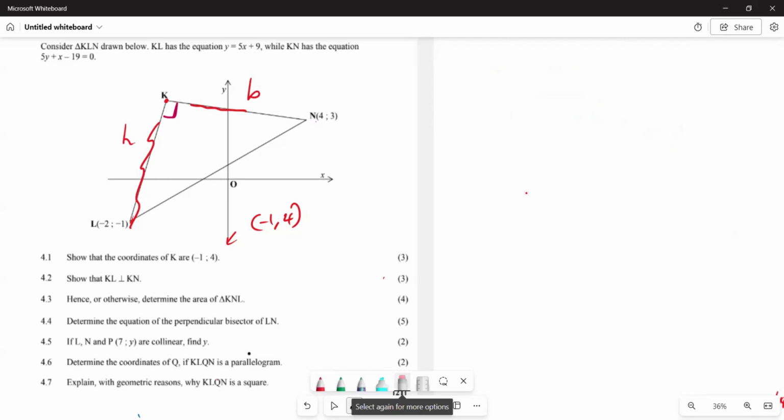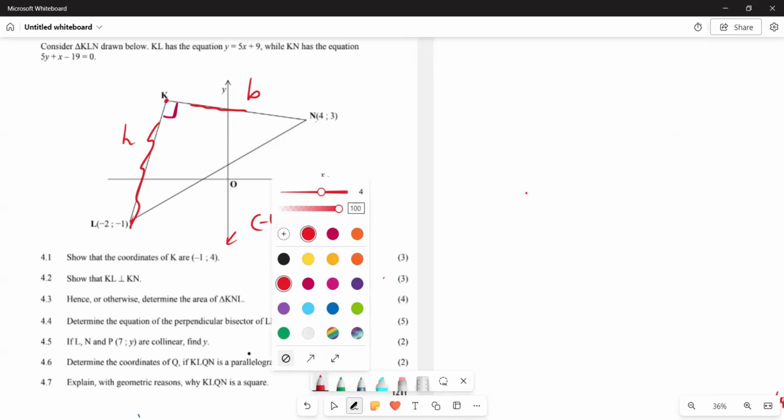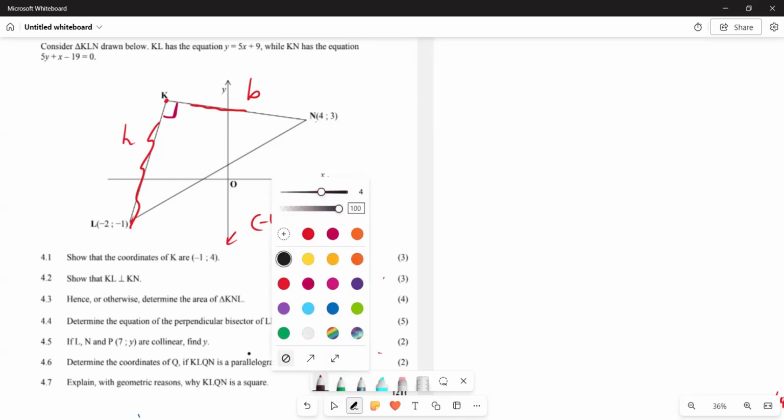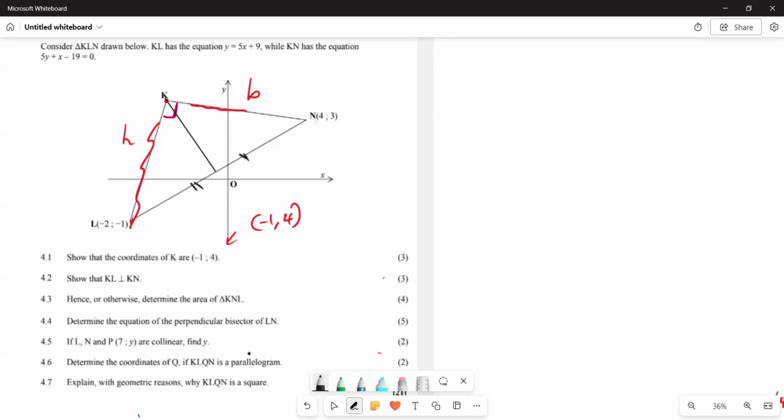Now in the next question, we are saying: determine the equation of the perpendicular bisector of LN. What bisects LN basically? Let's say, for example, you draw a line from here, okay, and then this line is going to bisect this. Can you see? That's what they mean when they say a perpendicular bisector.